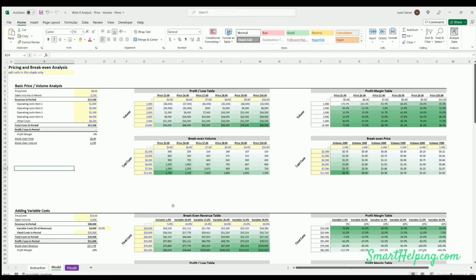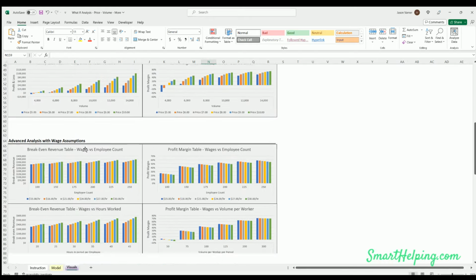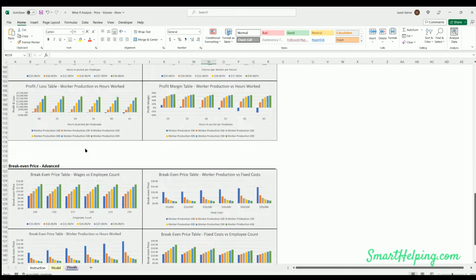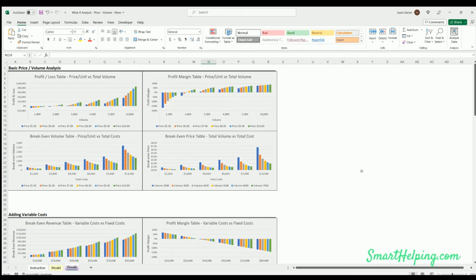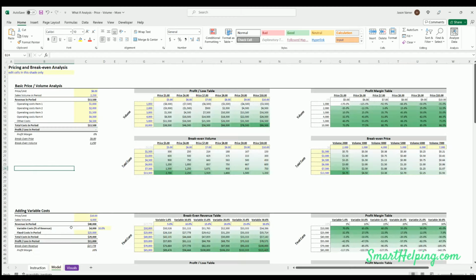Jay here, smarthelping.com. I've got an assortment of different data tables so you can run some sensitivity analysis for your manufacturing company, or it doesn't technically have to be manufacturing, it could be reselling. I've got a lot of visuals as well for each table. Put a lot of work into this to make it look good, professional, and accurate. I'll go through each section.